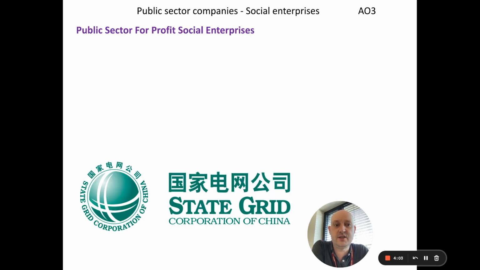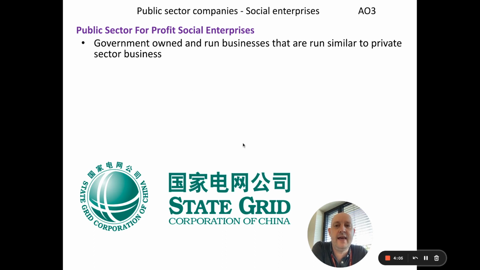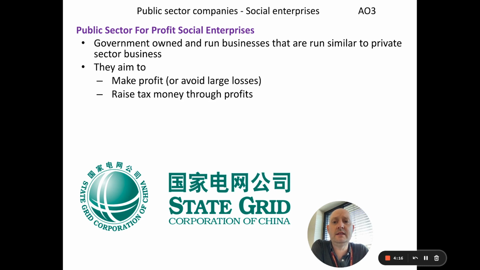Next up, public sector for-profit social enterprises. And these are public sector, meaning owned by the government. And again, these are run similar to the private sector for-profit social enterprises. And what they're aiming to do is they're trying to make money if they can, because they want to hopefully raise money through taxes, which they can then use to spend on other services for the economy.